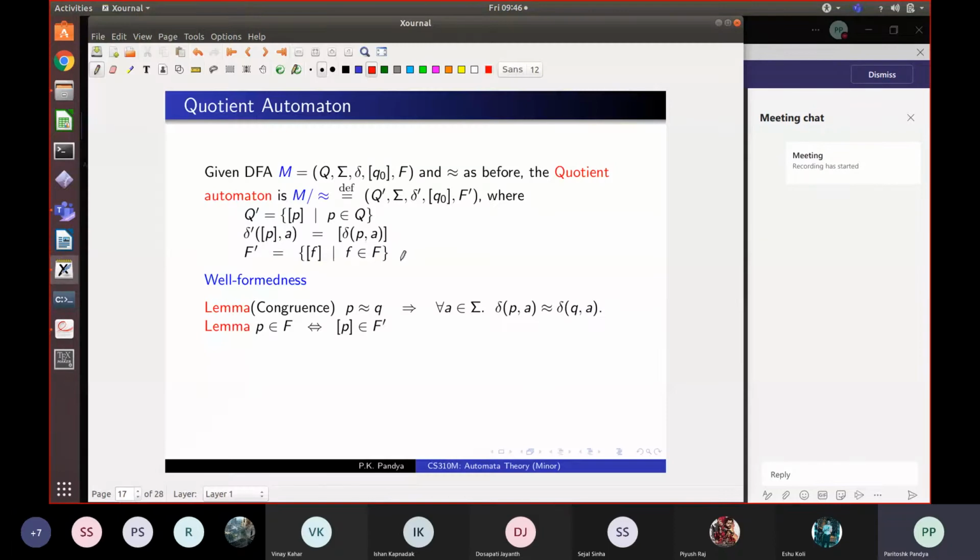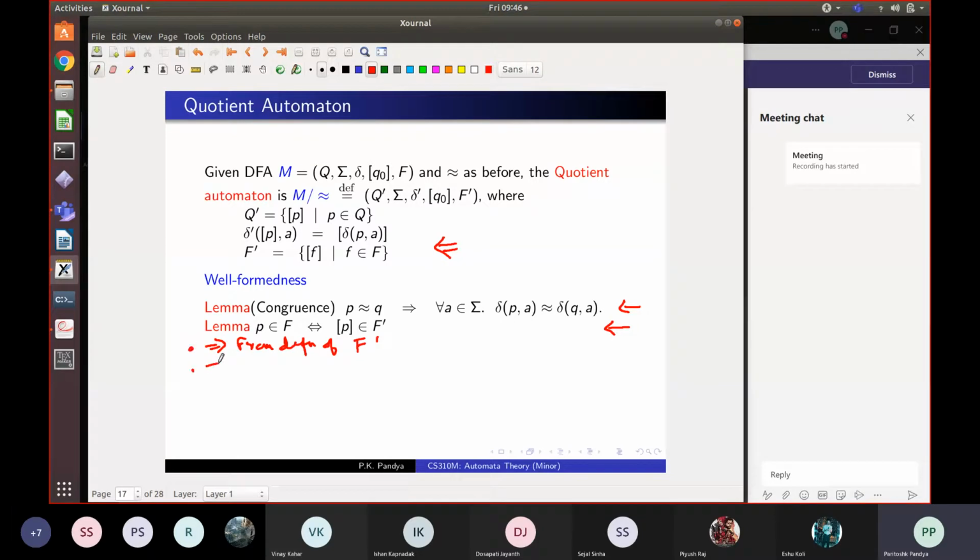Okay. So what we did was we proved this property. The next property we want to prove is this. It says that P belongs to F if and only if the equivalence class of P belongs to this F prime, which was defined here. Now, of course, if P belongs to F, then its equivalence class is included in F prime by definition. So this implication is from the definition of F prime, right? So this implication is very easy to show.